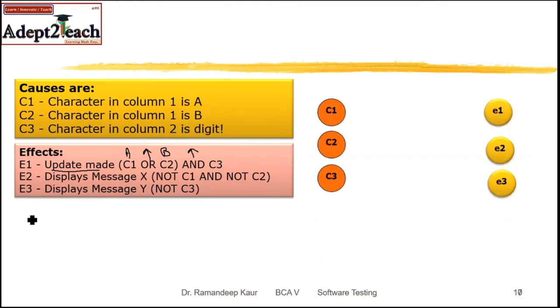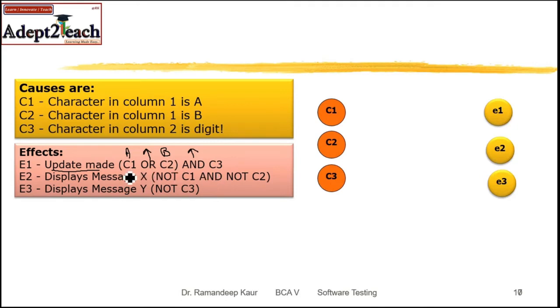Now I will convert them into a graph. So on the left hand side, I will mark all the causes, and on the right hand side, I will mark all the effects. Now C1 means when in column 1 you have A, C2 means when in column 1 you have B, C3 means when in column 2 you have a digit. So I have marked all the conditions or causes here. Towards the right hand side, I have marked all these effects. Now we have to make this condition.